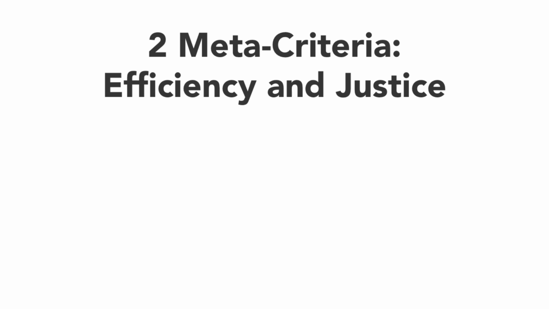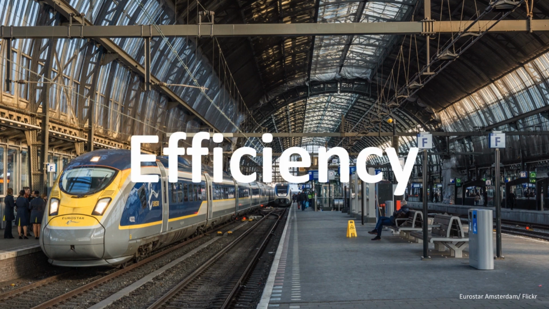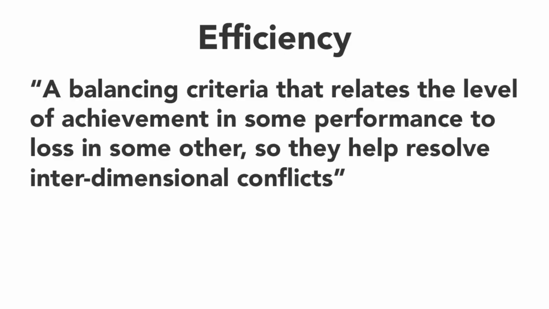Justice is the criterion which balances the gains among people, while efficiency balances the gains among different values. The first is efficiency. Efficiency is considered a balancing criteria that relates the level of achievement in some performance to loss in some other.